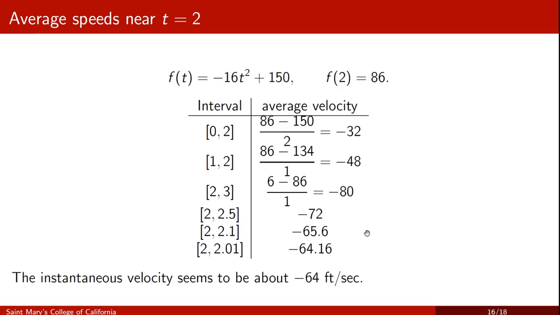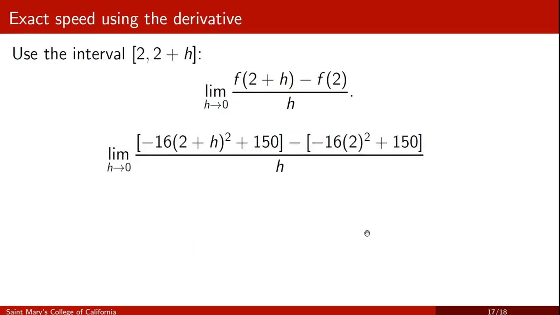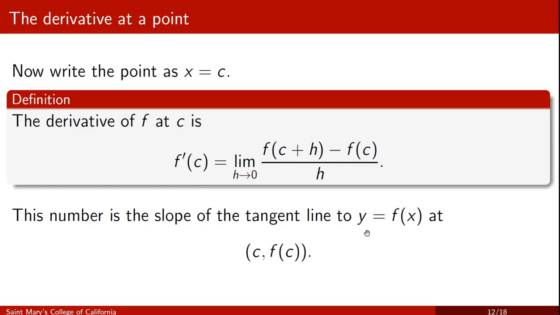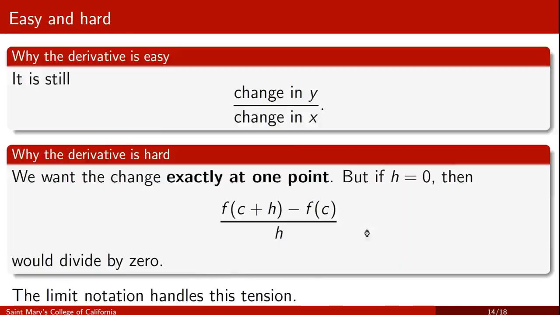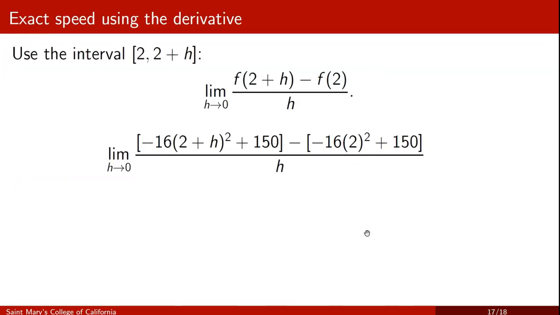Okay, but again, that's just numerical, it's not perfect. Instead, we can actually use the formula we just talked about. If we go back a little bit, right here, this thing we thought to be the derivative: the limit as h approaches 0 of f of c plus h minus f of c over h. That's exactly what we're doing here.